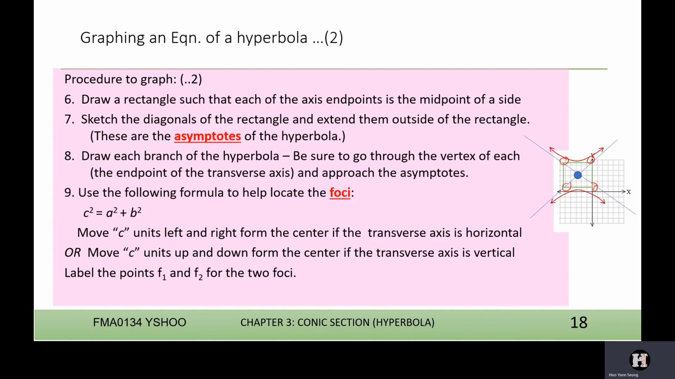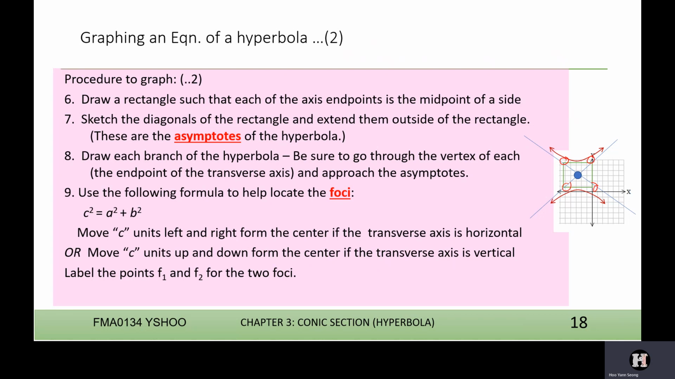Then you draw each branch. Since both lines are asymptotes, the hyperbola branches cannot cross the boundary of your asymptotes. After you have sketched everything, don't forget to put in our foci. So how do we calculate the foci? Actually, c squared equals a squared plus b squared.